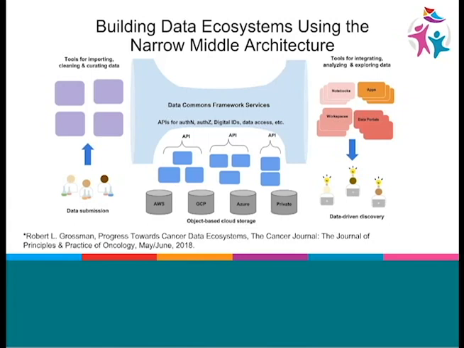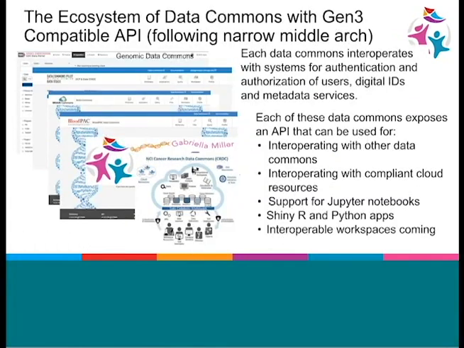So this is what you can think of as a narrow middle architecture, and I want to illustrate this right now. The Gen3 system that Kids First uses is based on this narrow middle architecture I mentioned. It's part of the Data Commons framework. It's included in Gabriella Miller, and it's compatible with the GDC. And the question is, how can we take framework services, however they're implemented, whoever implements them, however they become standardized, and build ecosystems.